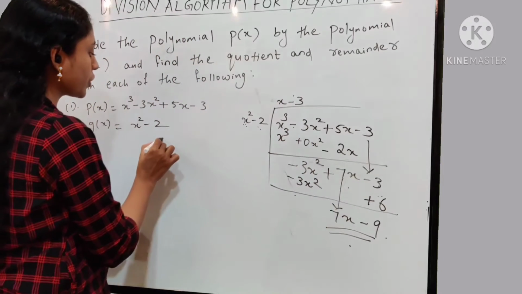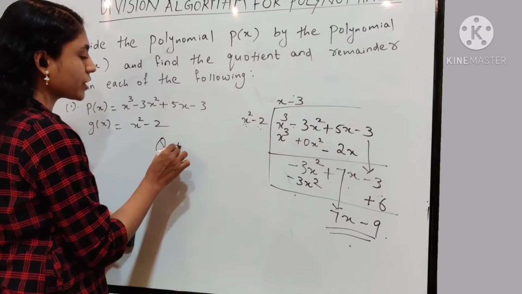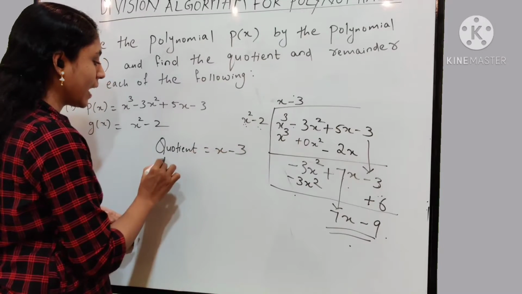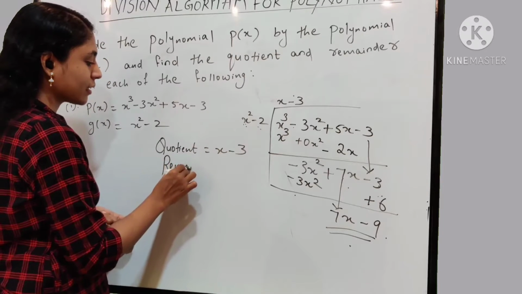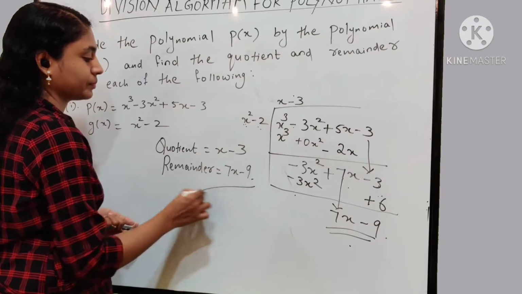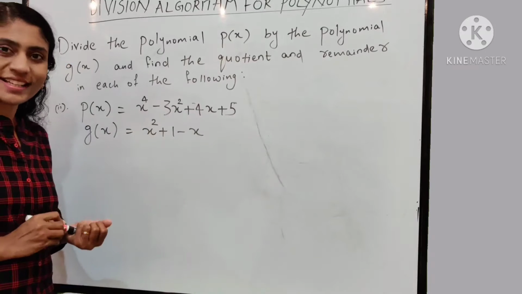So what is the quotient for this particular polynomial? Quotient is equal to, not x square, it is x minus 3, and remainder is equal to 7x minus 9. Got it? Going to the next question.